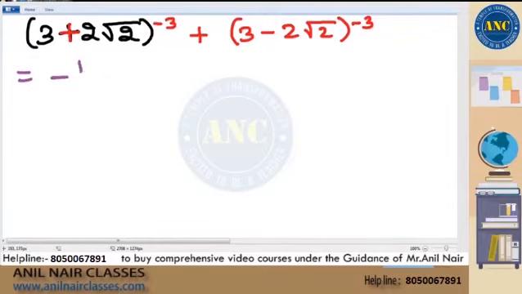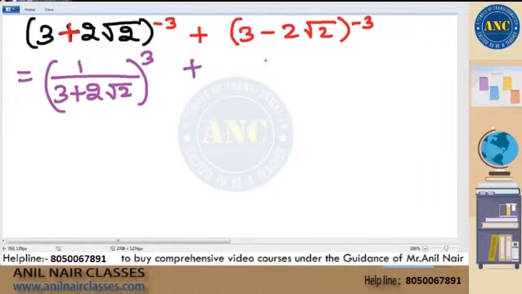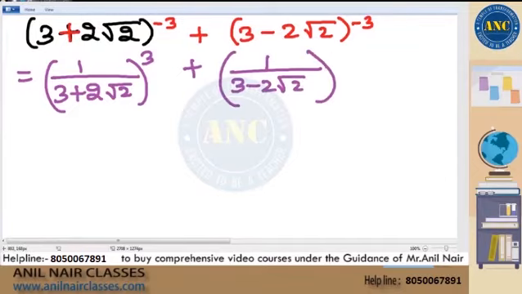This is nothing but 1 by 3 plus 2 root 2 whole power 3, plus again 1 by 3 minus 2 root 2 whole power 3, right? If I take the LCM, don't keep writing each and every step which is not required actually. Can I directly say it as, if it is 3 plus 2 root 2 here, I will multiply with 3 minus 2 root 2.